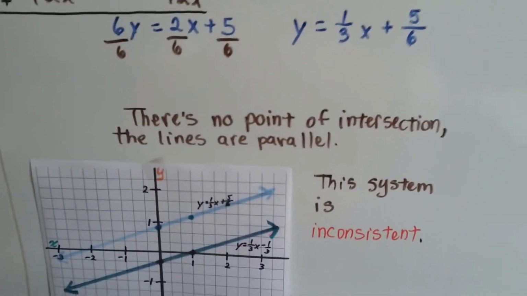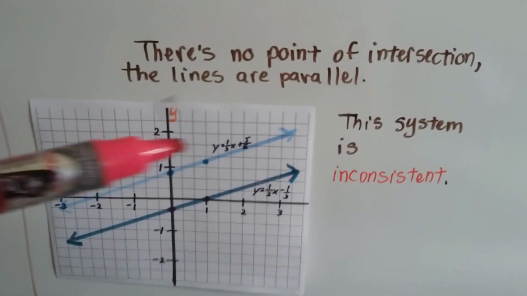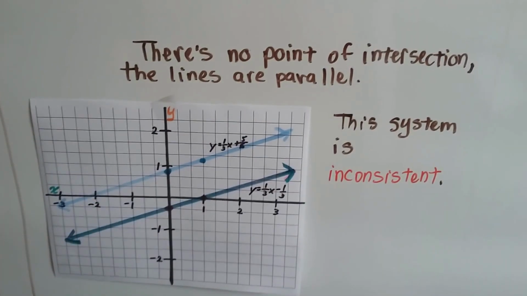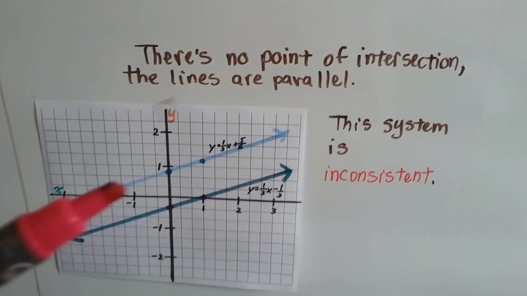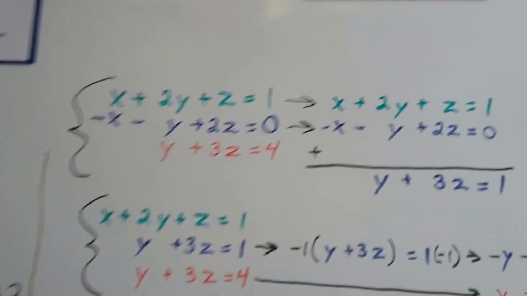There's no point of intersection. The lines are parallel. If they've got the exact same slope, then they're parallel. This system is inconsistent. All right? So when they're inconsistent, they make parallel lines. Let's take a look at this one.